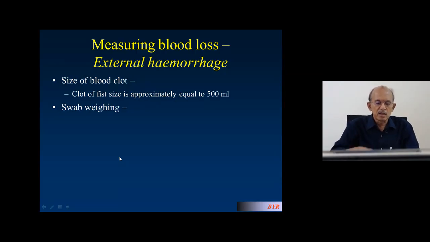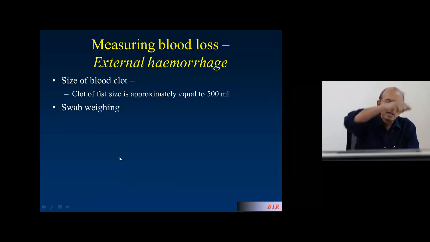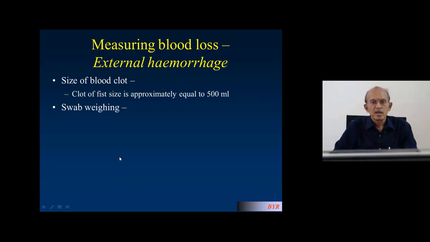Now the anesthetist will check these 10 mops, put them in a weighing machine and check how much weight is there. If the weight is, for example, 1.5 kg, that means there is a gain of 500 grams. That means approximately 500 ml. That means half a liter of blood has to be given to the patient.